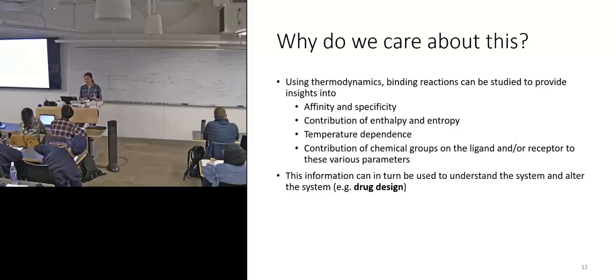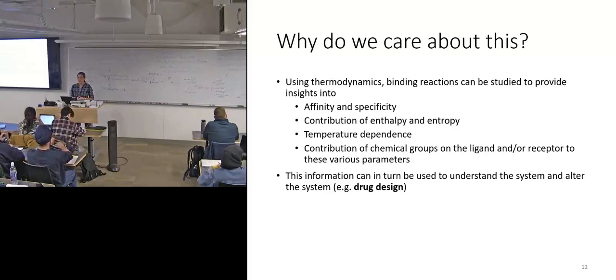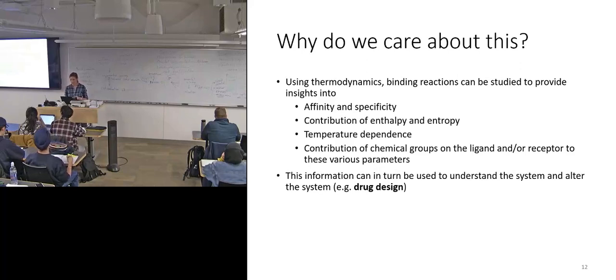Things I brought up last time: the reason we care about affinity and specificity, why we care about the thermodynamics of these binding reactions, is essentially to inform drug design. So we can think about how temperature would affect these things, how different concentrations would affect the binding, and come up with a system that would work when we want to do rational drug design.